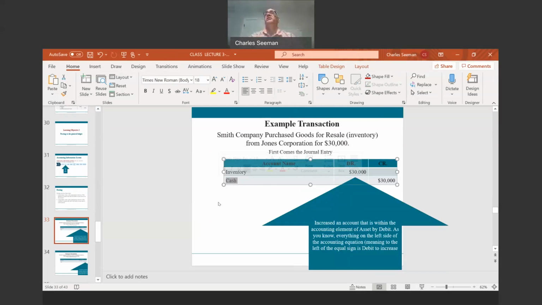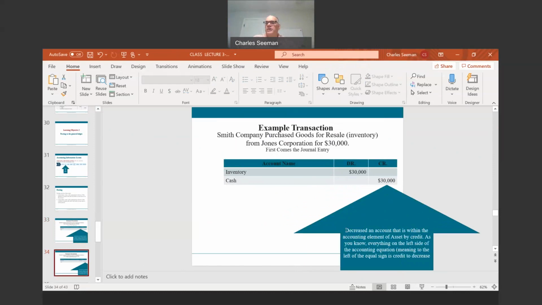Cash is an asset. Cash is on the left side of the accounting equation. Cash went down because we have to pay cash. Everything on the left side of the accounting equation is debit to increase and credit to decrease. So we credit cash. As you know, everything on the left side of the accounting equation, meaning to the left of the equal sign, is debit to increase and credit to decrease. A decrease in an account within the accounting element of assets is a credit.